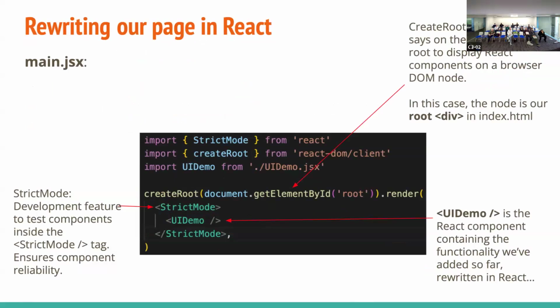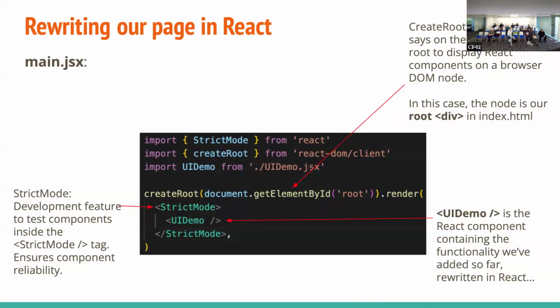This looks like a lot. In reality, it really isn't. So create root is exactly what it says on the tin. It creates a root so that you can display React components on a browser DOM node. In this case, the node is the root div that we saw earlier. Strict mode is a development feature to test components that lie within that tag. So in this case, UI demo, it's a good development tool that can spare you some problems with things like component lifecycle and helps ensure component reliability.